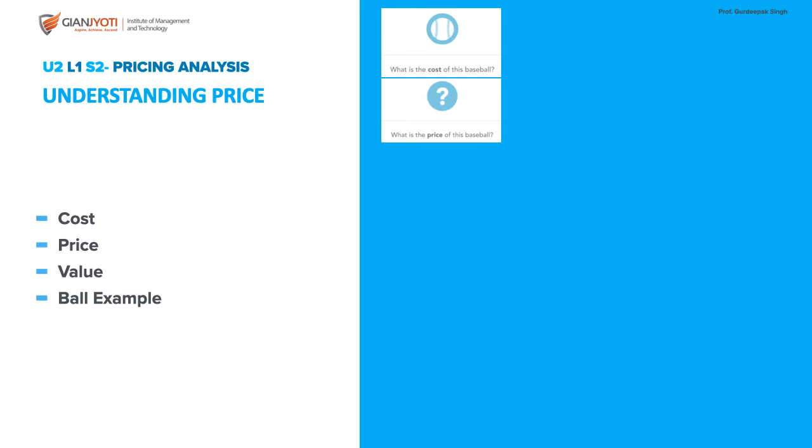Then comes, what is the price of this baseball? Let us say the cost of this baseball is $2, and the price of this baseball is $6. All of a sudden, something comes to your mind: oh, cost is 2 and the price is $6, 3 times more. Now try to understand the price. When I say price, what does that mean? Price is nothing but the amount of money a consumer must pay to take the ownership of this ball.